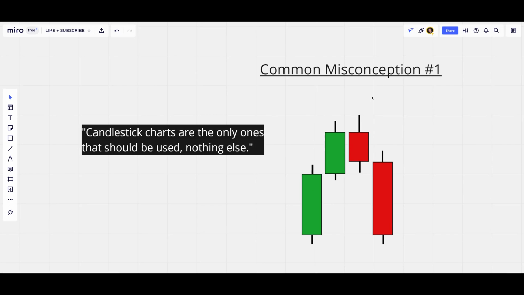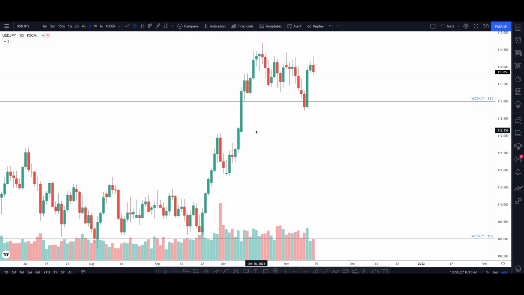So the first common misconception is that candlestick charts are the only ones that should be used as a technical trader and that nothing else is viable, or truly no other chart style makes any sense at all, so there's no point of using it. Now, the reason why I personally disagree with this belief is that when it comes to trading, there's a lot of subjectivity to it, depending on the market that you're trading, your trading plan, your trading style, and so you have different types of chart styles that might be useful under certain market conditions or simply due to personal preference.